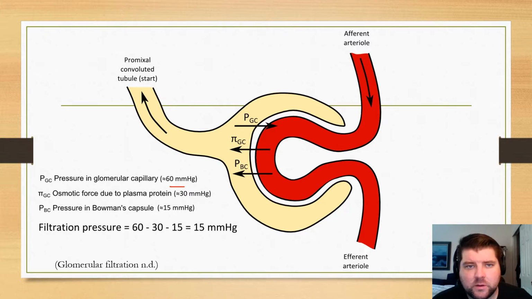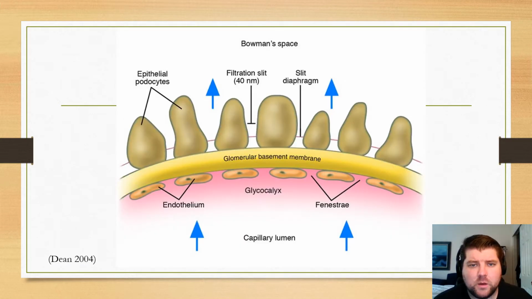They give slightly different estimates out there of how these can occur, but everything's really within about 5 millimeters of mercury of pressure. So this is a pretty textbook standard here. So what's actually going on in the glomerulus there?